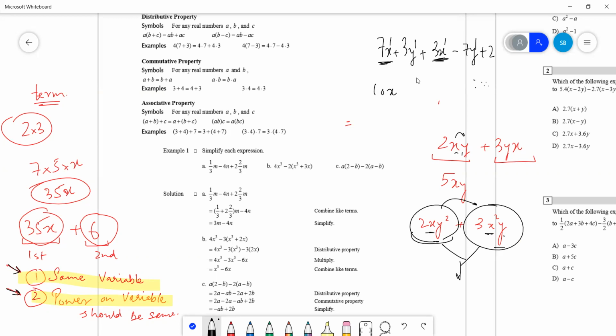So how much will it be? 3y minus 7y is negative 4y, correct. And then plus 2, right? Yes, because 2 cannot be combined with these two terms, because obviously 2 does not have any variable. So this expression consists of 3 terms: this is first, this is second, and this is third.